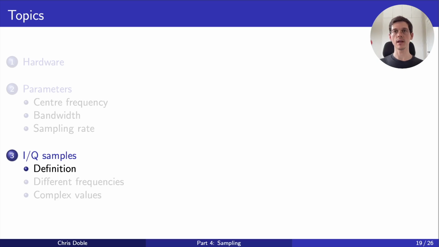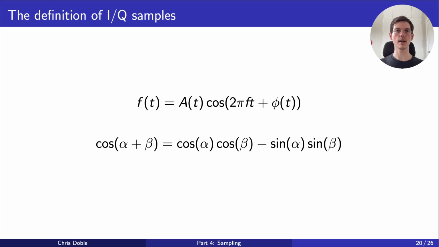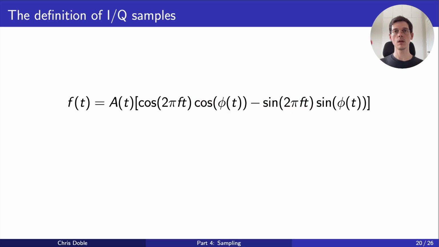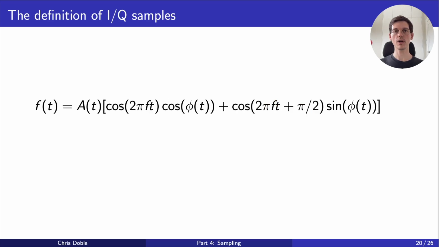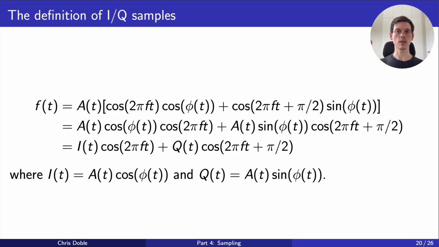Say the signal we're sampling has a fixed frequency, but its amplitude and phase can vary in time, much like a GPS signal. Let's define it like this, where A of t is the amplitude at time t, F is the frequency, and phi of t is the phase at time t. We can use this trigonometric identity to split the cosine term, like so. We can use another trigonometric identity to replace one of the sine terms with a cosine term. And finally, if we do a little rearranging and introduce the terms I of t and Q of t, we get the final expression.